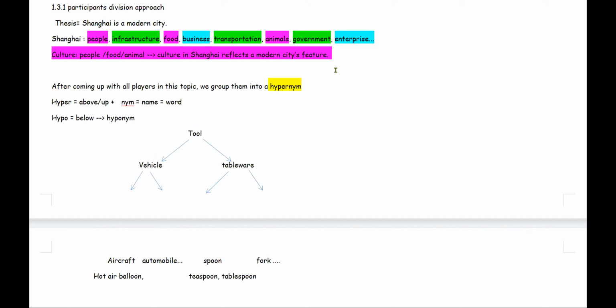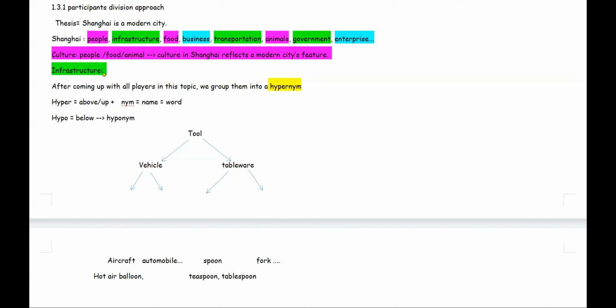All right. And then the second group, what we have is the infrastructure, right? So infrastructure, transportation, government. You can group them into what? Infrastructure, transportation, government, economy. Economy probably is business and enterprise, right? So infrastructure, transportation, government, I will probably just group them into infrastructure. Okay, so infrastructure, this would be my group 2.